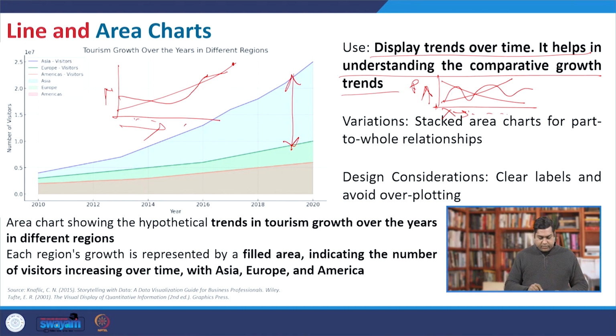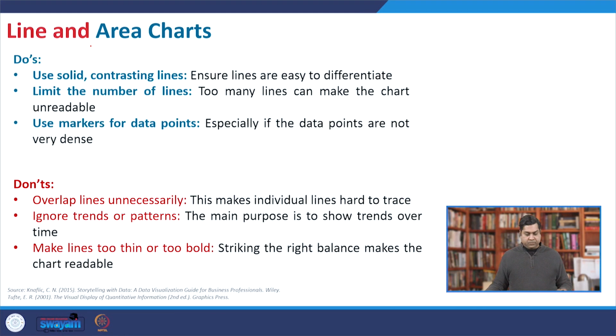In this case also, the hypothetical example taken is the trends in tourism growth over 3 years in different regions, and for that different shades are taken into consideration. So in this case Asia, Europe and America, these are three broad geographical areas considered, and from 2010 to 20, here you can see that the maximum growth happened in Asia, followed by Europe and then America. So then you can effectively use the legends to represent it.